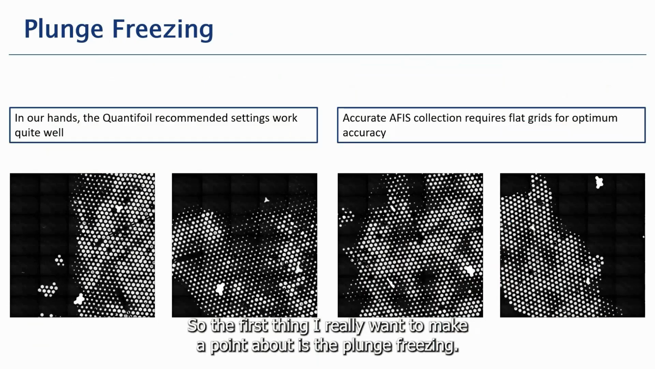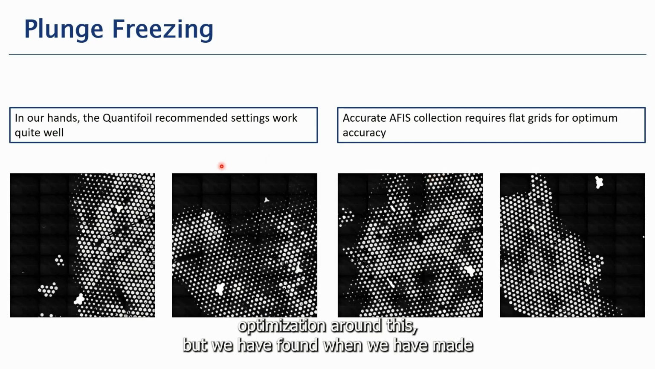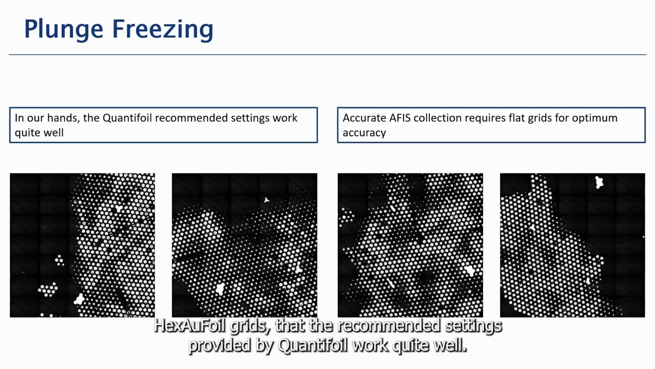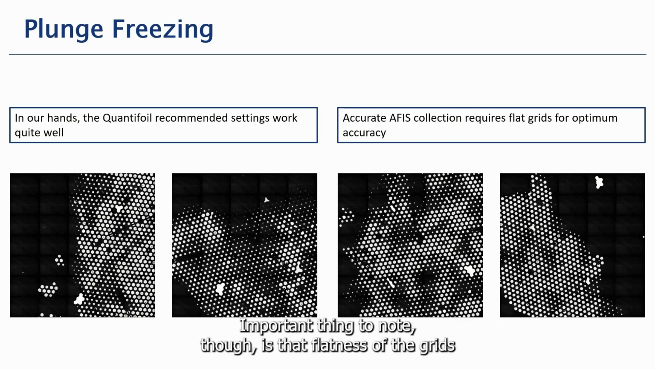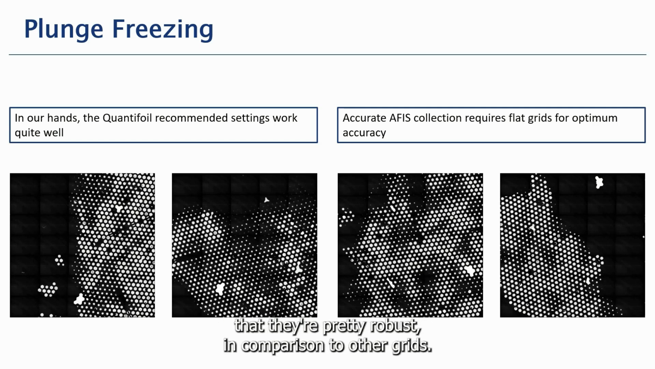So the first thing I really want to make a point about is the plunge freezing. We've not done a lot of extensive optimization around this, but we have found when we have made Hexafoil grids that the recommended settings provided by Quantifoil work quite well. Important thing to note though is that flatness of the grids is important. So it's worth keeping an eye out for that, although we also find that they're pretty robust in comparison to other grids, so that's quite nice.